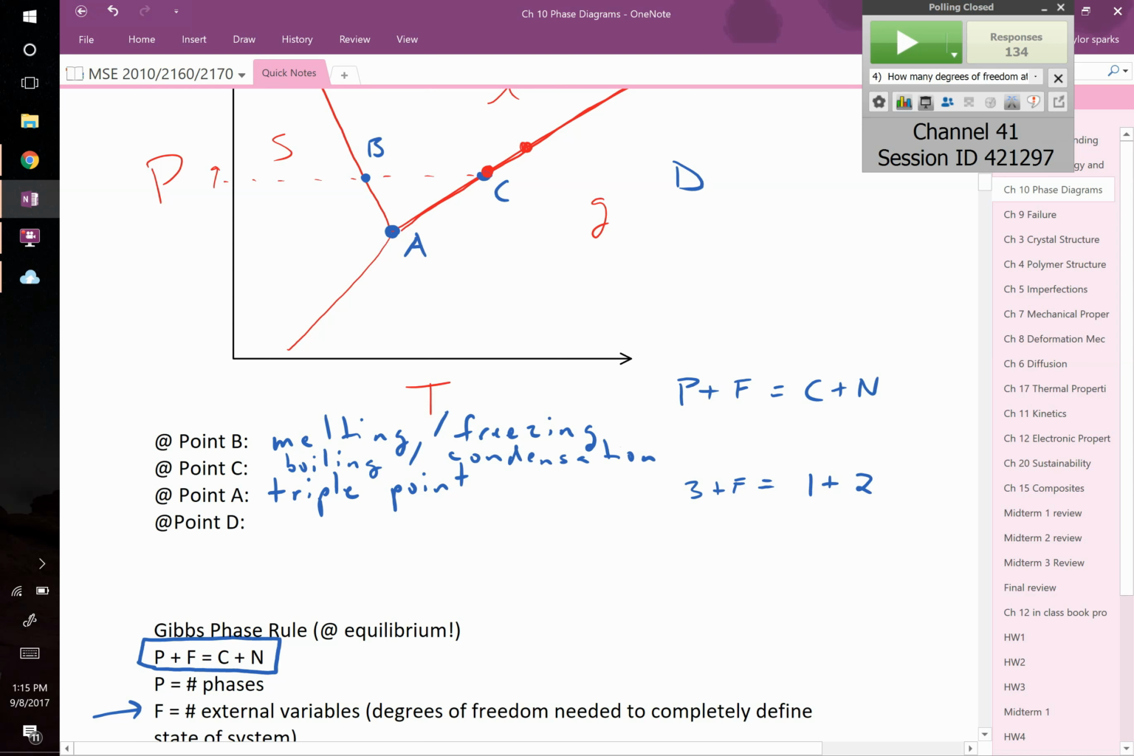Now what about point B? What is Gibbs phase rule at point B? Actually, do this for points B, C, and D. So turn to a neighbor and let's work on these together.